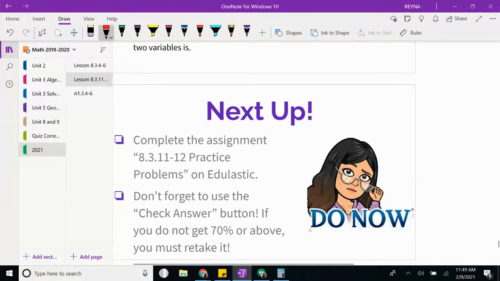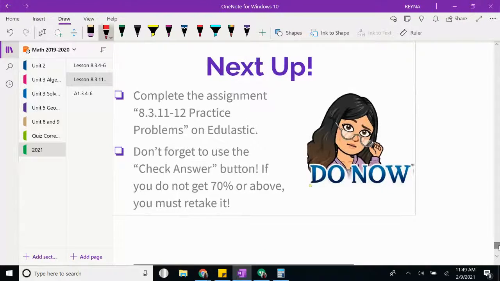Complete assignment 8.3.11-12, practice problems on edgelastic. And then if you ever get stuck, you can always click the check button or check answer button. And if you don't get a 70% or above, you can go ahead and retake that assignment so you can get a better score.